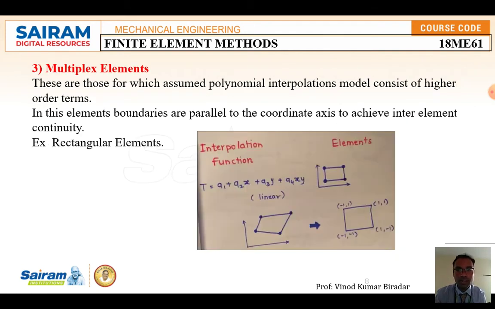Coming to the third one, the multiple or multiplex element. Here the assumed polynomial interpolation model consists of higher order terms, more than the complex and simplex elements. In this element the boundaries are parallel to the coordinate axes to achieve inter element continuity, for example rectangular elements. So multiplex element means, look at this, this is a triangular element, where one of the sides is parallel to the boundaries. Here the longer edge is parallel and the shorter edge is also parallel to the xy plane. Such an element we are going to call a multiple or multiplex element, which is normally a solid element. So this is the interpolation function.